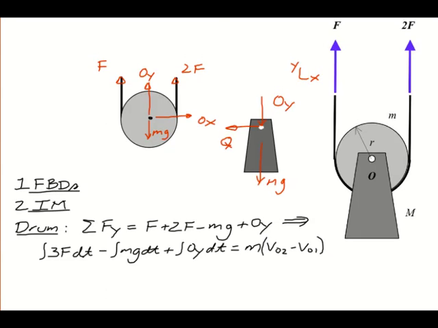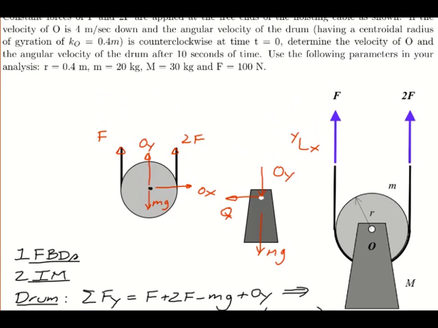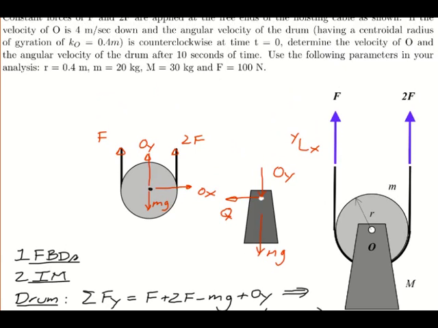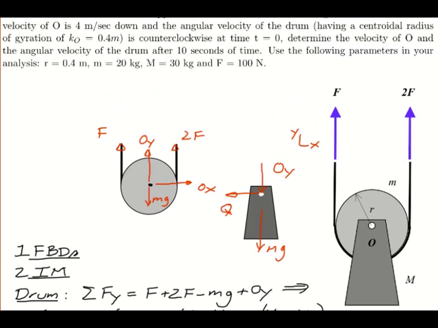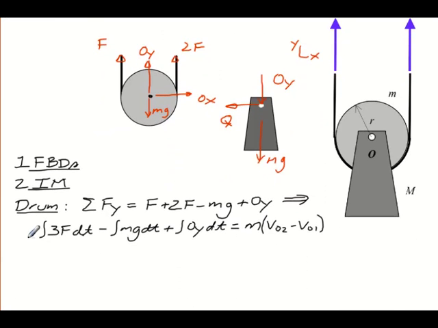Let me check to see what it says here. Initially, the velocity of O is down, so we'll keep that in. In the end, for VO1, we're going to use a minus 4. But from this, what I'm going to do is actually solve for the impulse due to Oy. So this is the integral of Oy dt is equal to m times (VO2 minus VO1).